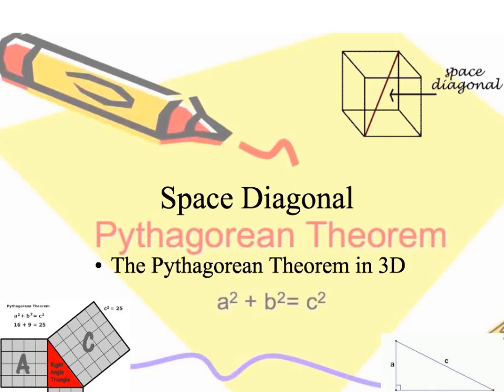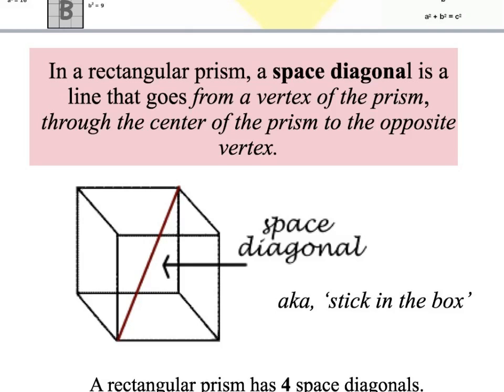This is a space diagonal for the Pythagorean theorem. In a rectangular prism, a space diagonal is a line that goes from a vertex of the prism. A vertex is like this right here, down here at the bottom. It goes from the vertex of a prism through the center of the prism to the opposite vertex. So this is a 3D image, and the space diagonal is from the bottom vertex all the way to the top opposite vertex. AKA, it's known as a stick in the box.